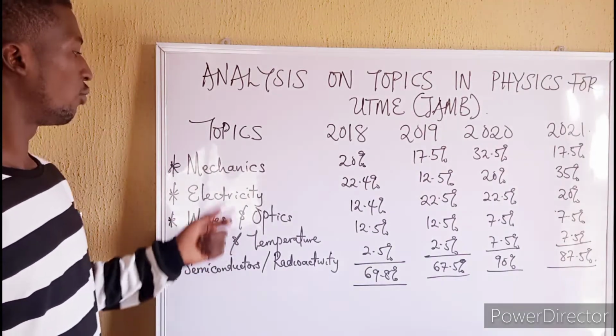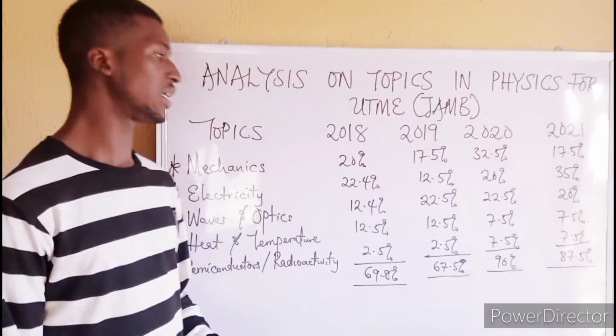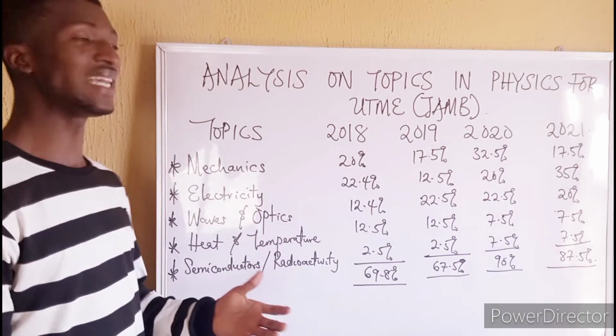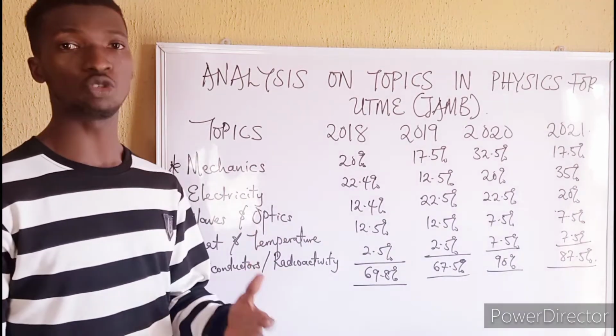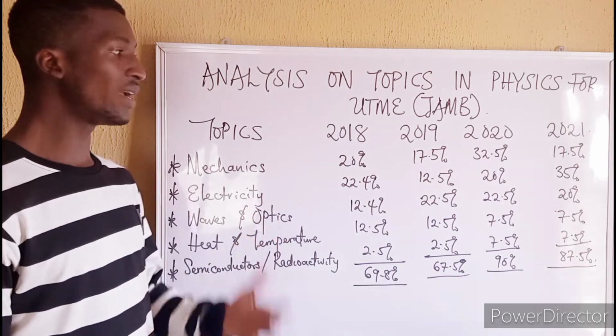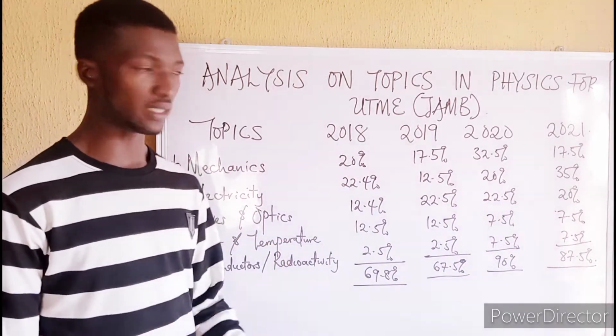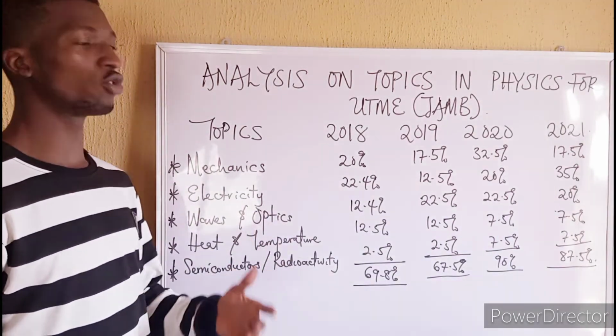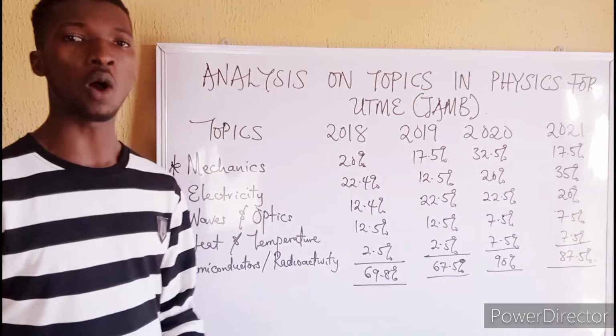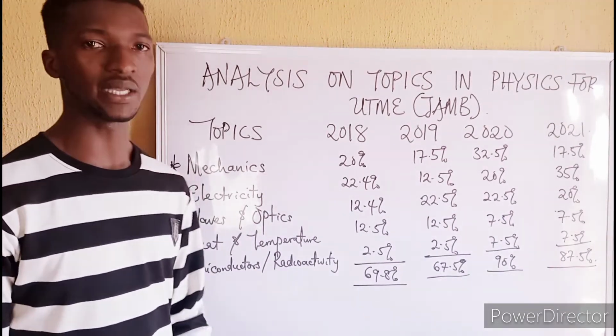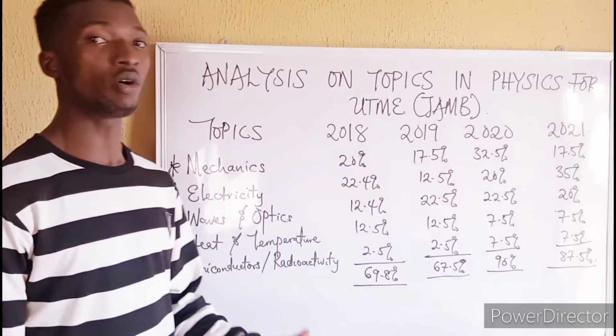We also talk about electricity in this case. In year 2018, electricity took about 22.4%. In 2019, it took about 12.5%. In year 2020, it took about 20%. And in year 2021, wow, what a wonderful percentage, 35% of all the questions.